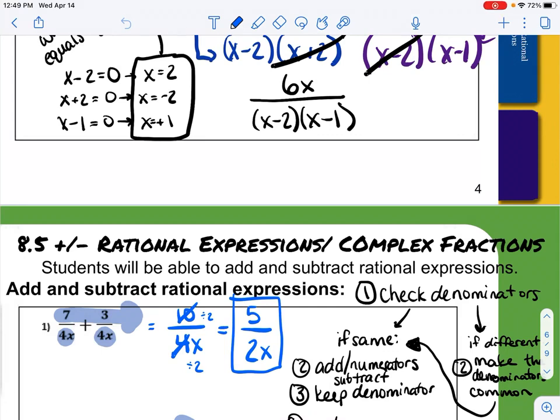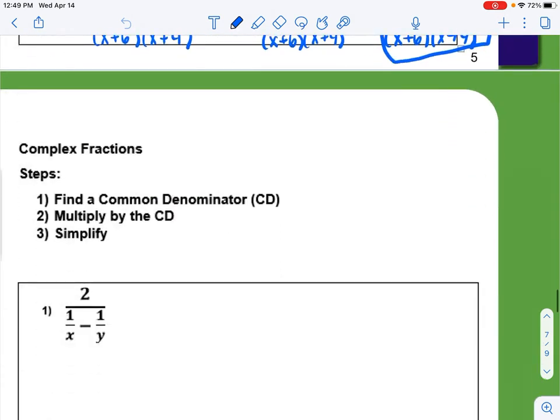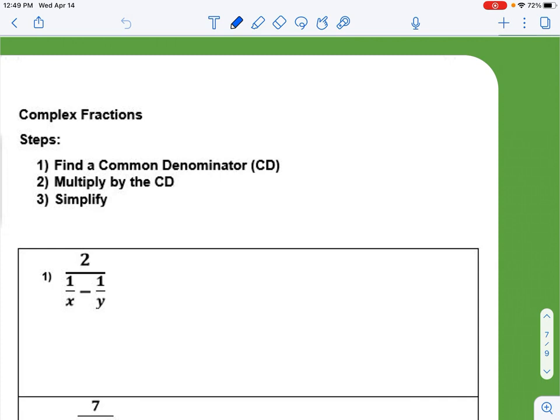All right, we are going to continue with 8.5 part 2. This is on the complex fractions bit of this. So you'll see down here we also have steps. So we need to find a common denominator. We're going to call that CD. We're going to multiply by the common denominator, and then we will simplify.